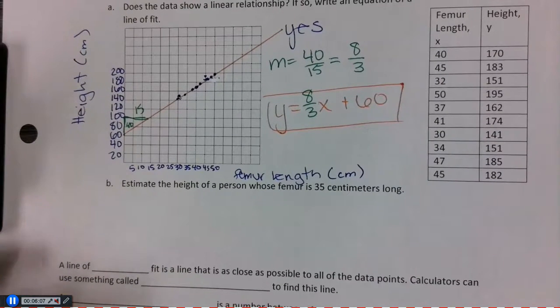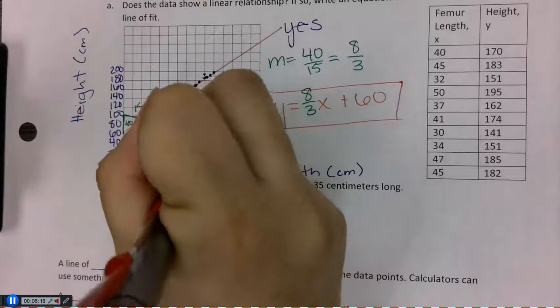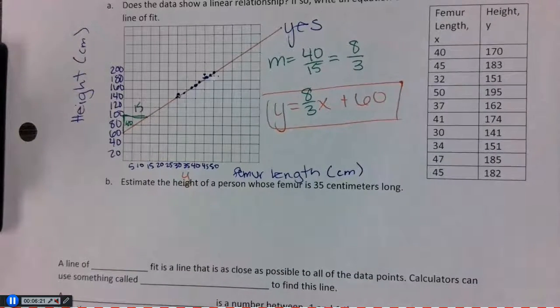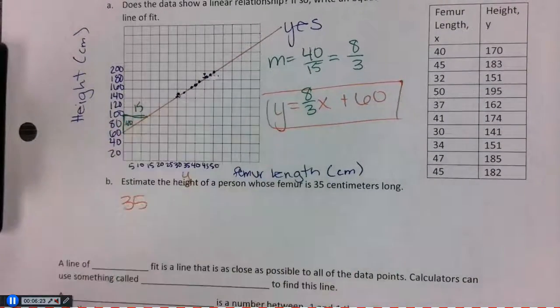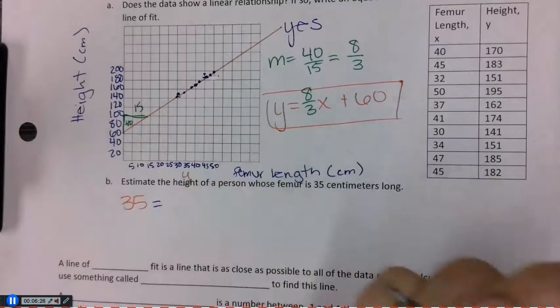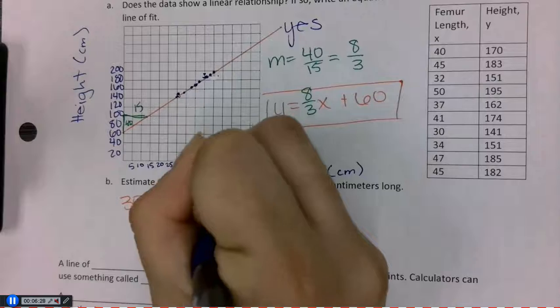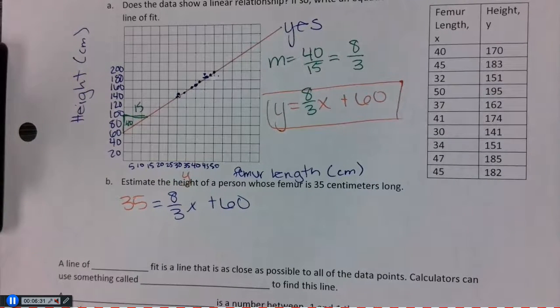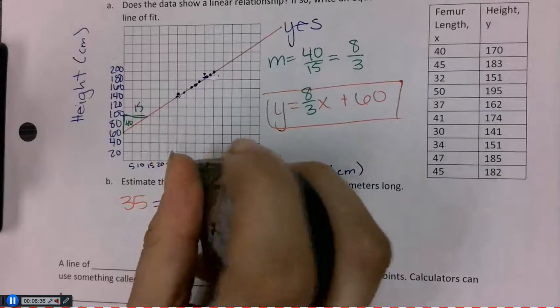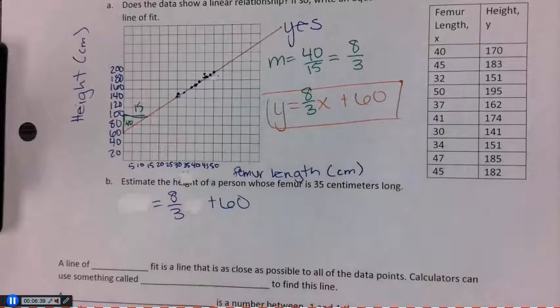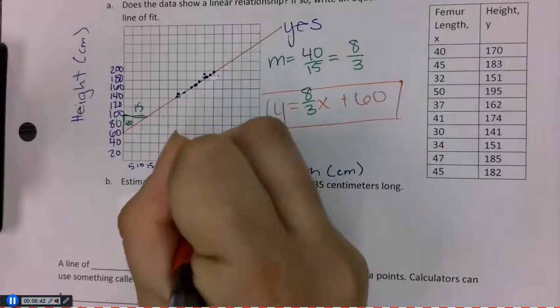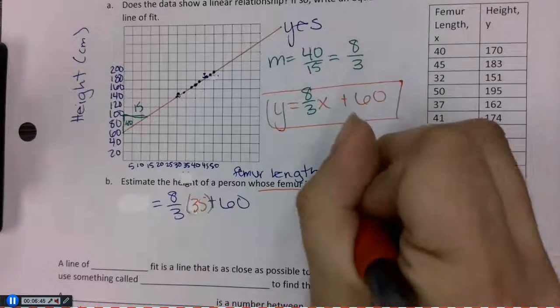Okay, so then it wants me to estimate the height of a person who is 35 centimeters long. Was height x or y? Y. So I'm going to plug in the height for my y value. So I'm going to plug in 35, and then I have 8/3 x plus 60. No. It told me the femur length, my bad. The femur is 35, so that's x.